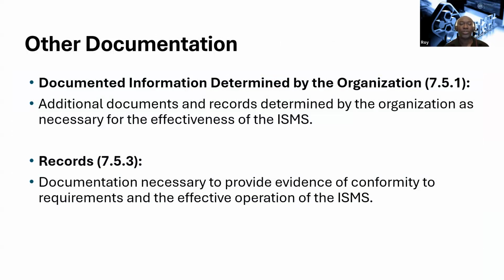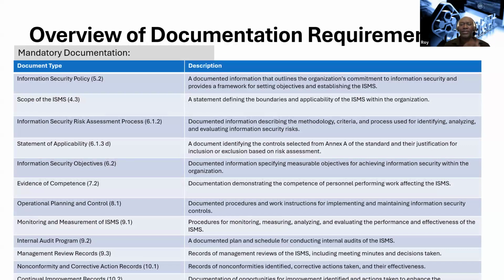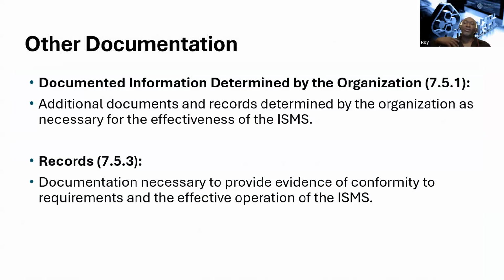Other documented information or other documentation include, so these ones are required by the standard. That's why they are mandatory. But 7.5.1 says there can be other documented information that the organization will determine that is necessary to make the ISMS effective. So some have been required by the standard, but the organization should add to that by determining by itself. So additional documents and records can be determined by the organization as being necessary to make the ISMS effective.